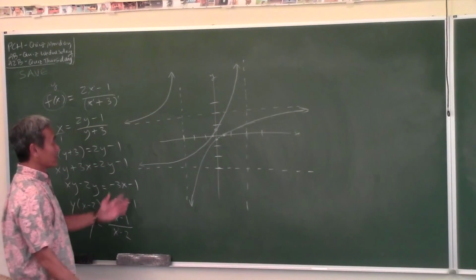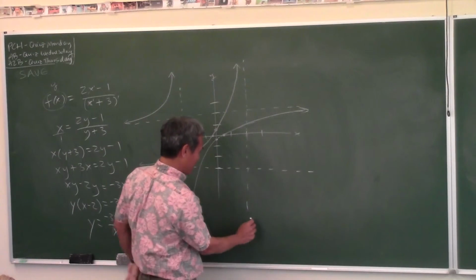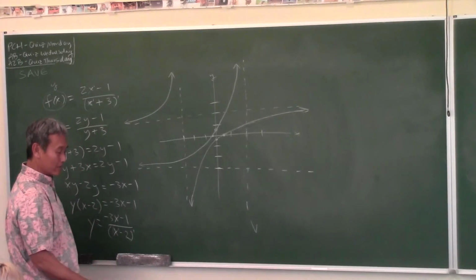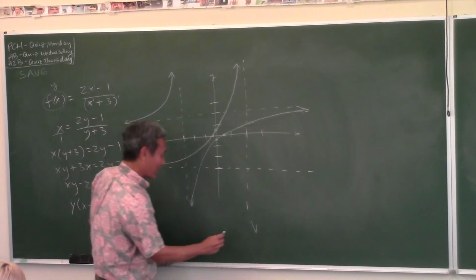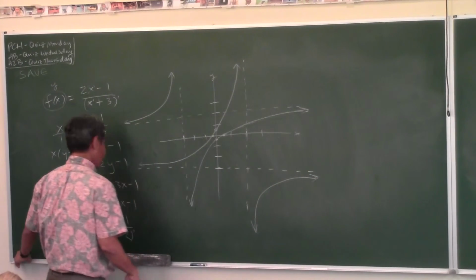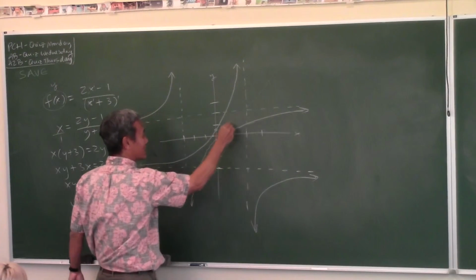And then, since it's exploding up on this side, what? Exploding down. Yeah, it's gonna be down here. How come? Because you got an odd power. If it goes up on one side, it goes down on the other side. And then, are these two graphs symmetric about the line y equals x?